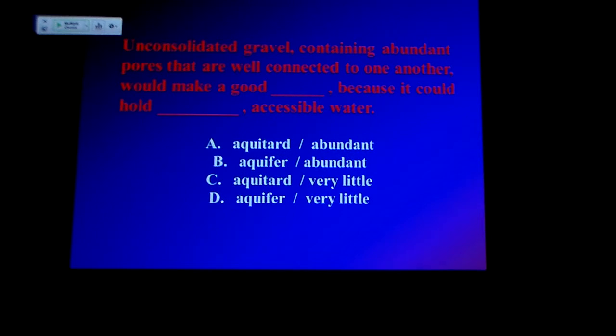And it's going to hold a lot of water or a little bit of water. Well, it says it's got abundant pores. That makes it with a lot of available space to hold water. And it's well connected, so it's got good permeability. So I would say it's gonna be an aquifer with an abundant amount of water. Good aquifer.